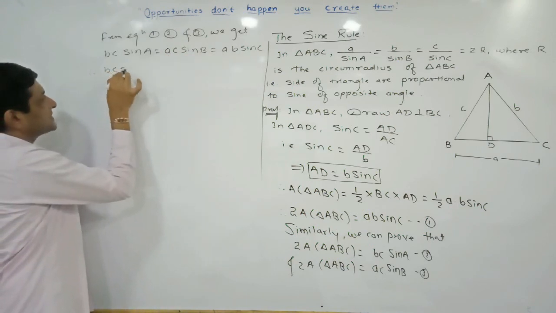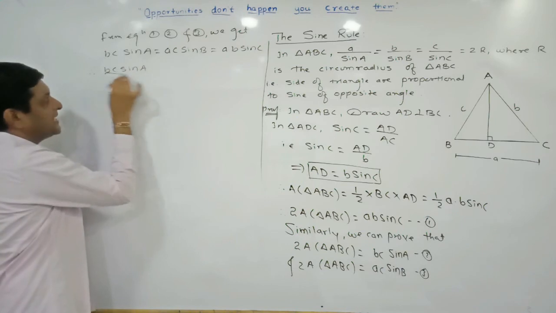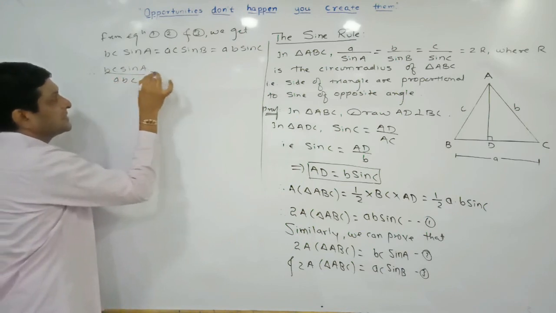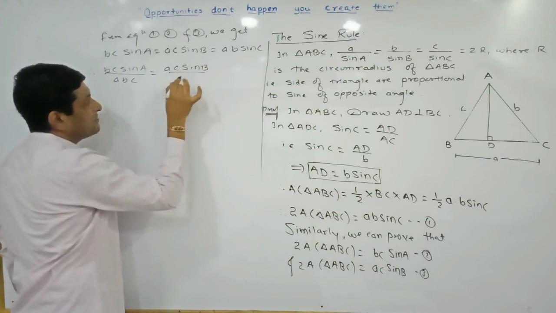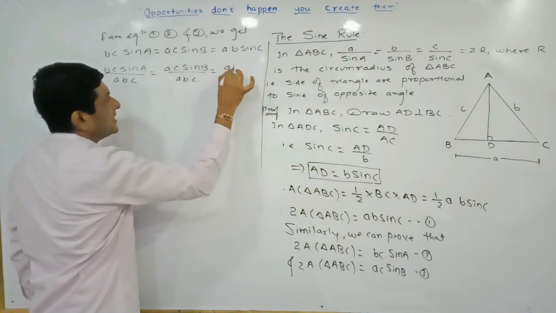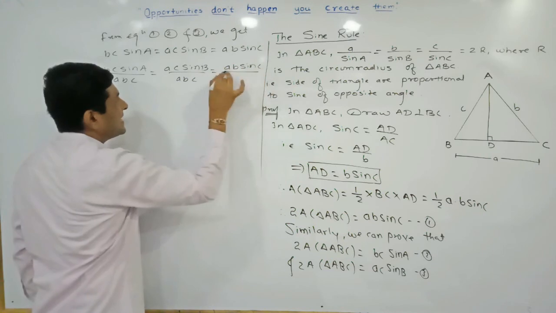So therefore bc sin A divided by abc is equal to ac sin B divided by abc is equal to ab sin C divided by abc.